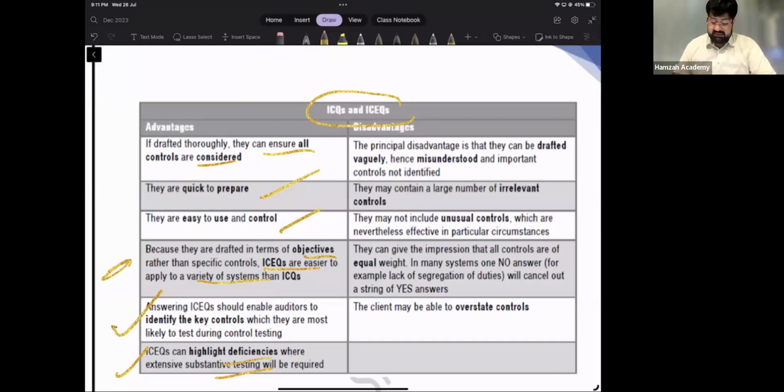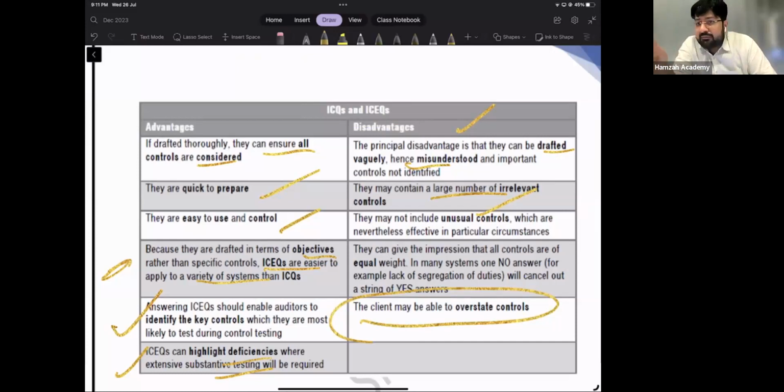Now, the next is the disadvantages. If they are drafted vaguely, they can be misunderstood. Large number of irrelevant controls, and they may not include unusual circumstances. Of course, very important: the client, who fills the control forms? Company employees. They may be overstating. They may not be telling the truth. They might be telling lies to us.